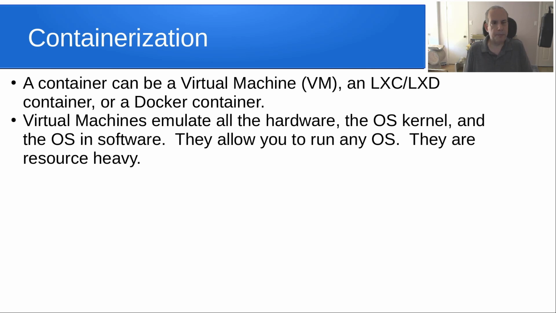Virtual machines emulate all of the hardware, the OS kernel, and the OS in software. They allow you to run any OS, and they're very resource heavy. So if you build a virtual machine, you're going to download basically an ISO image and install that ISO image on a virtual machine just as though you were installing it on a regular computer. And that's how you're going to go ahead and build your virtual machine. And virtual machines are more expensive in terms of the fact that they use more resources.